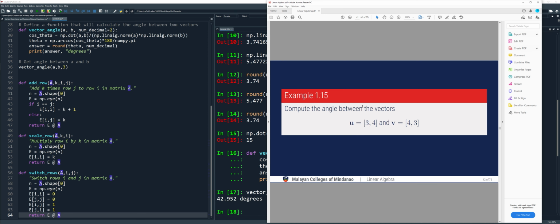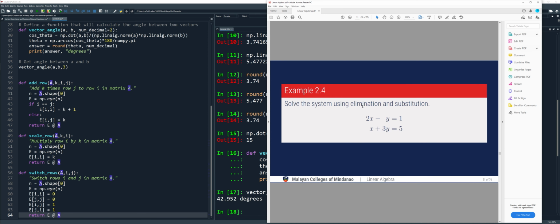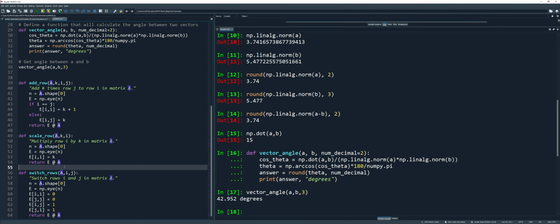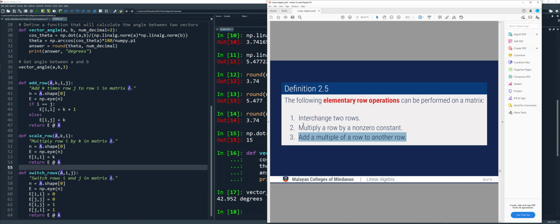So basically, elementary row operations, we have 3. So the first one is interchange rows, multiply a row by a non-zero constant, and add a multiple of a row to another row. So switch row is the first one. We interchange two rows. Scale row is the second one. And add row is the third one.